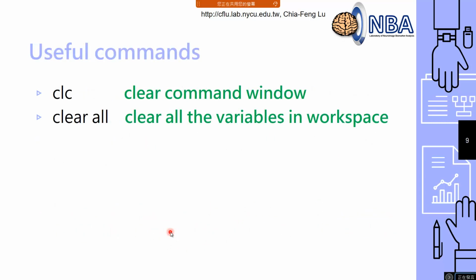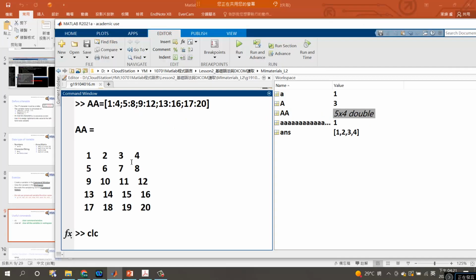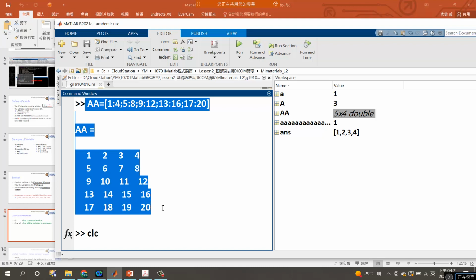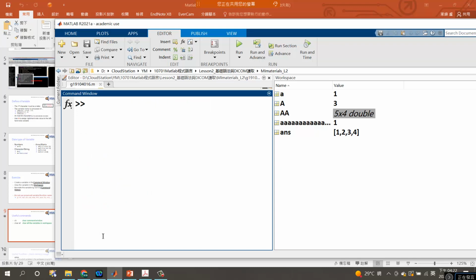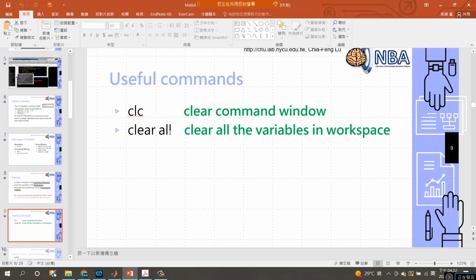And there are 2 things you can learn right now. The very first one is the so-called CLC. CLC means clear command window. If you think there are too many things within the command window and you don't like it, you can simply key in CLC. It's like clear command window. Once you key in CLC, it just washes out everything. And another thing is clear all.